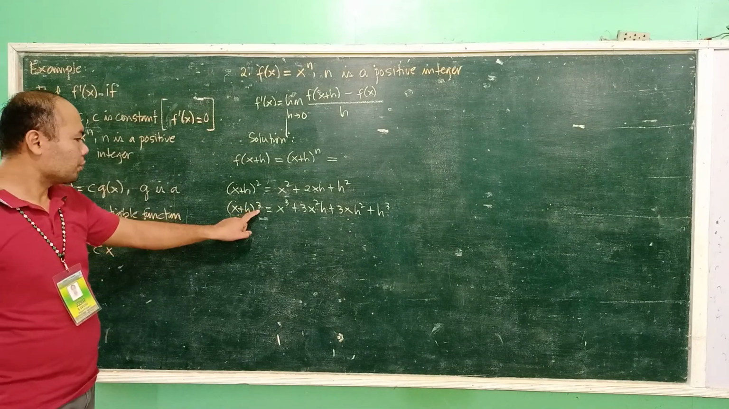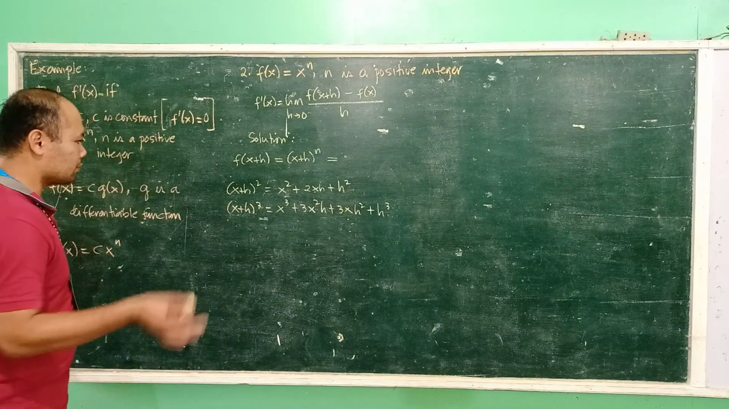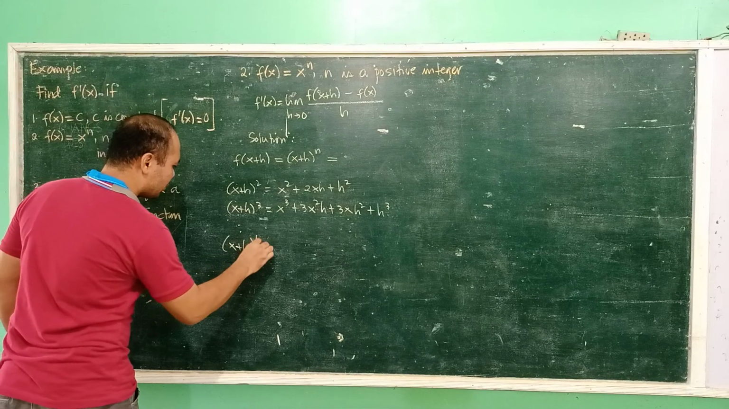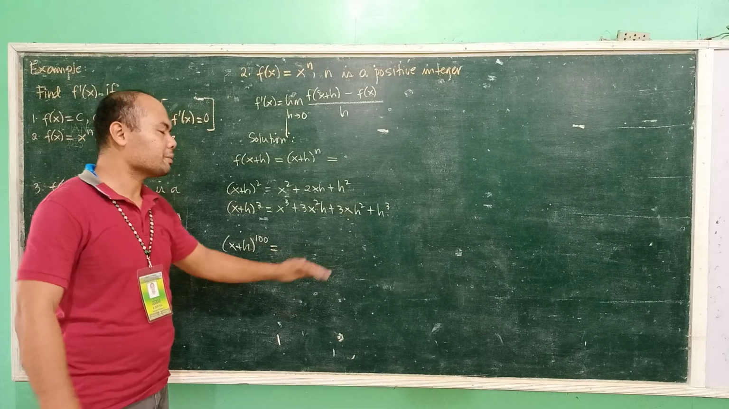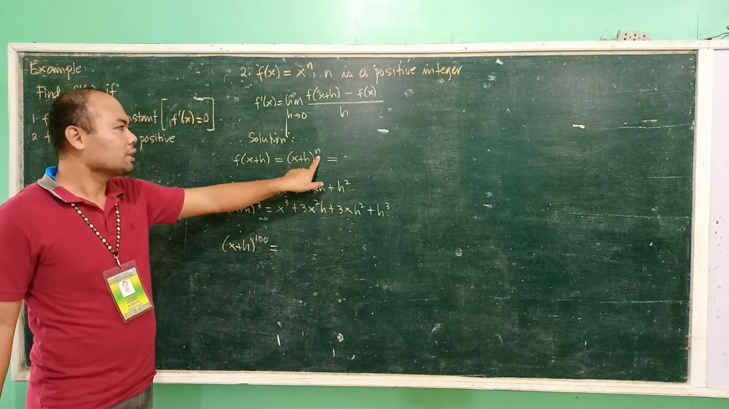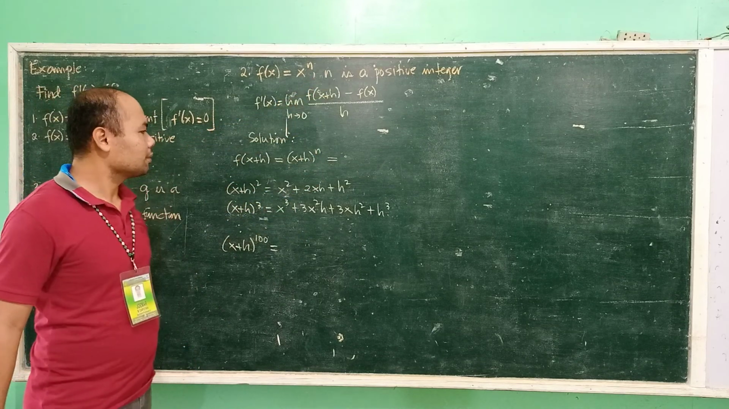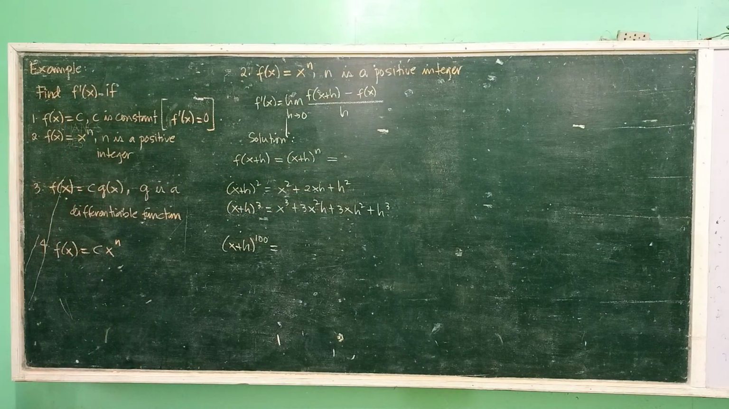The bigger the value of your exponent, the more terms you will have on the right. Much more if you have, for example, x plus h to the 100. It's already a very long expansion. Much more with n, because n here could be 1,000. Your n could be 1 million, as long as it is an integer. So, how will we expand this one? There should be a procedure of how we are supposed to expand x plus h to the n.